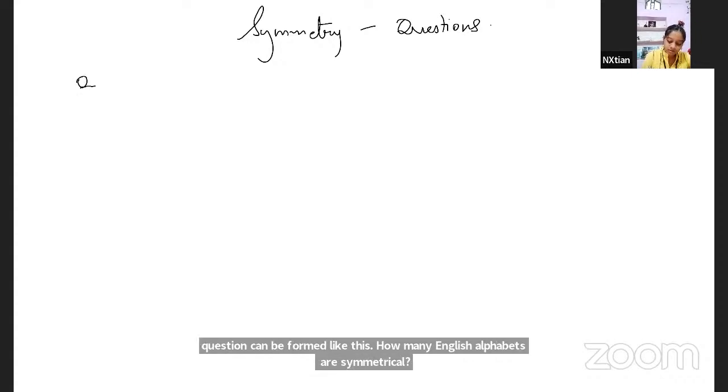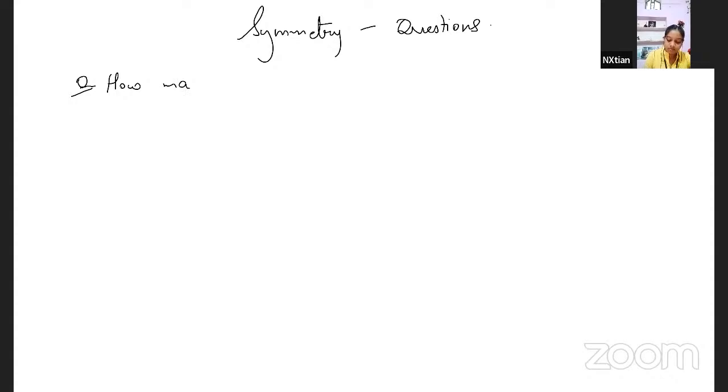Now, when we are talking about symmetry, we might have some questions. Suppose a question can be formed like this: how many English alphabets are symmetrical? Can you think of some and tell me? A, B, C, D, E, T, U, V, W, X, Y.